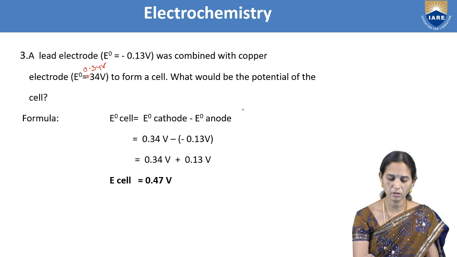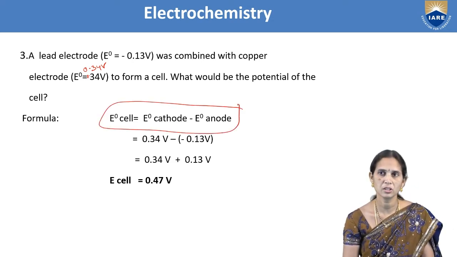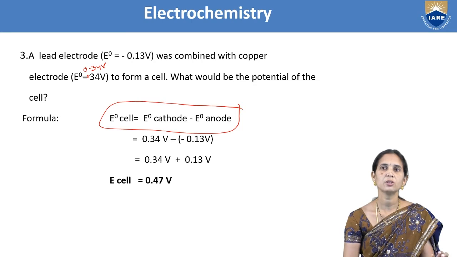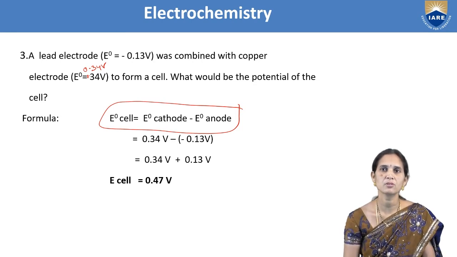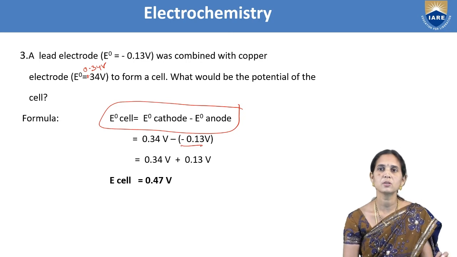So the formula we have to apply is E0 cell is equal to E0 cathode minus E0 anode. Comparing these two electrodes, we can see the values and know which electrode acts as the cathode and which acts as the anode. So the E0 cathode value is 0.34 volt, minus the E0 anode value, which is minus 0.13 volt.